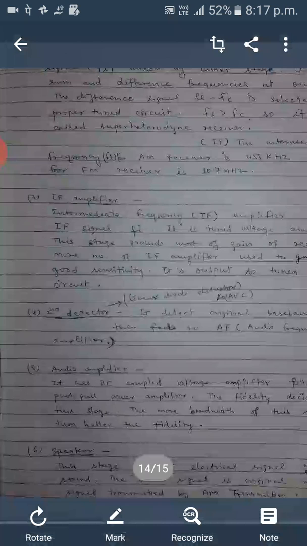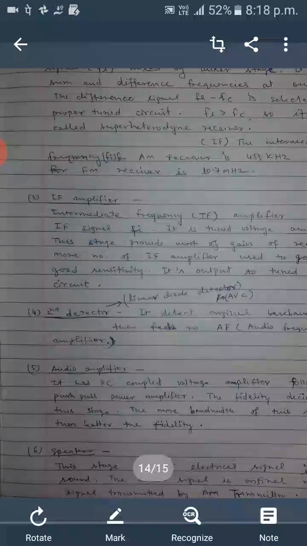The next block is the intermediate frequency amplifier, which is responsible for the sensitivity and the selectivity. The intermediate frequency is about 455 kilohertz for AM receivers, and is amplified by the intermediate frequency amplifier. It is normally a tuned voltage amplifier. This stage provides most of the gain of the overall receiver. If we increase the number of IF amplifiers, then it will provide good sensitivity.